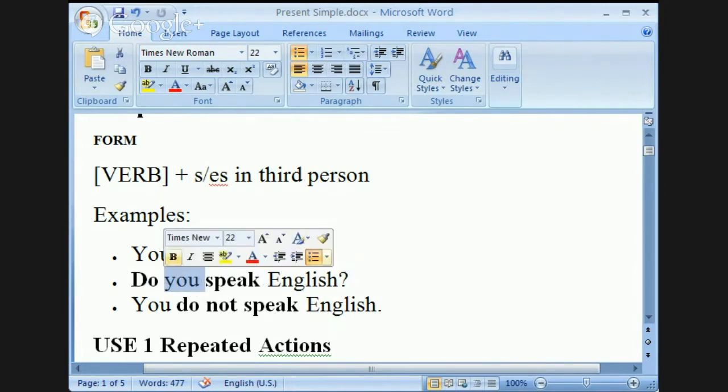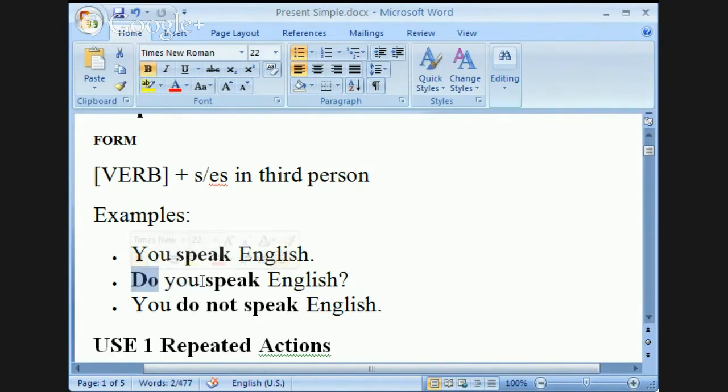In the question form in English, as we always do, the subject of the sentence, the person doing the action, will follow an auxiliary or helper verb. In this case, do is used to help the main verb, speak. This verb speak is called the main verb. And finally, in the negative, you do not speak English.